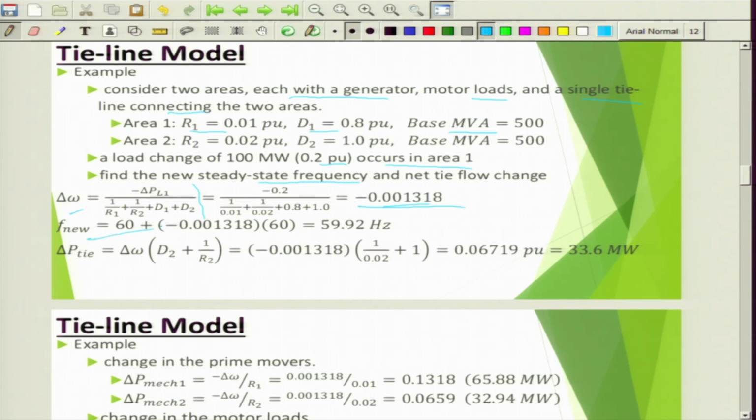So in terms of frequency, you get the latest frequency which has settled down at steady state as 59.92 hertz. And what is the power flow which is happening corresponding to this? The delta PTI is delta omega into D2 plus 1 by R2, that means 33.6 megawatt in terms of real value, actual value.